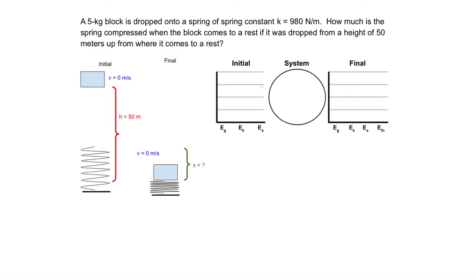Okay, today we're going to be doing some examples from the Working in Energy unit to help prepare for the free response summative. So this is a good video to watch if you wanted to see some examples done from beginning to end. So here's one example where we have a 5 kilogram block that's dropped onto a spring that has a spring constant of 980 newtons per meter.